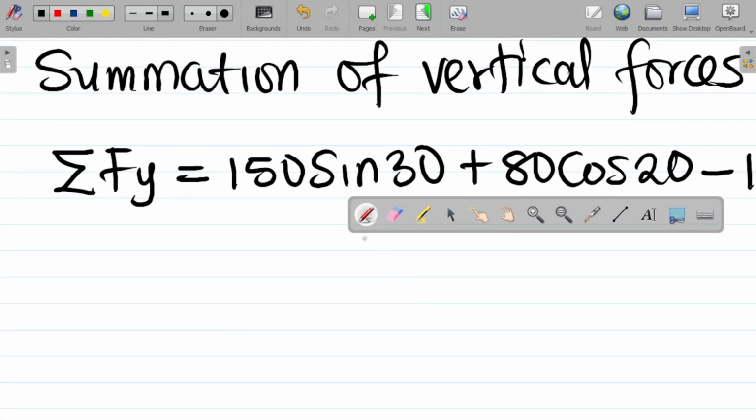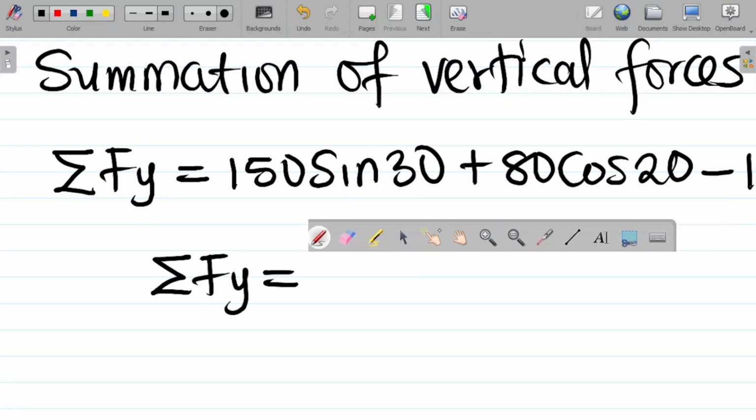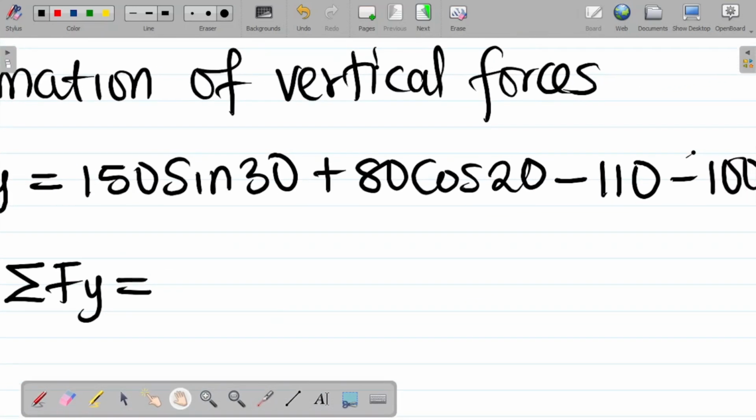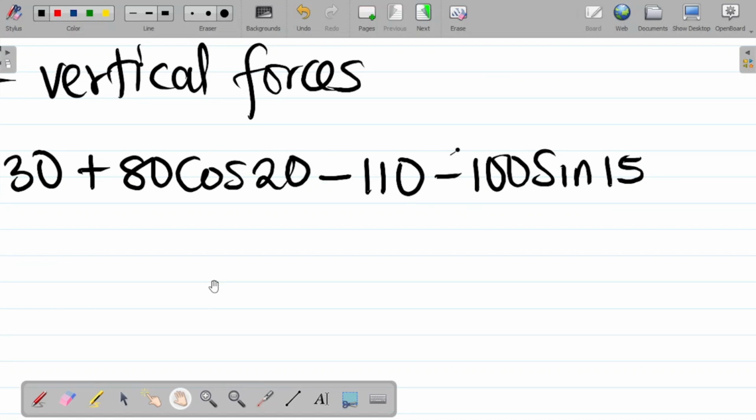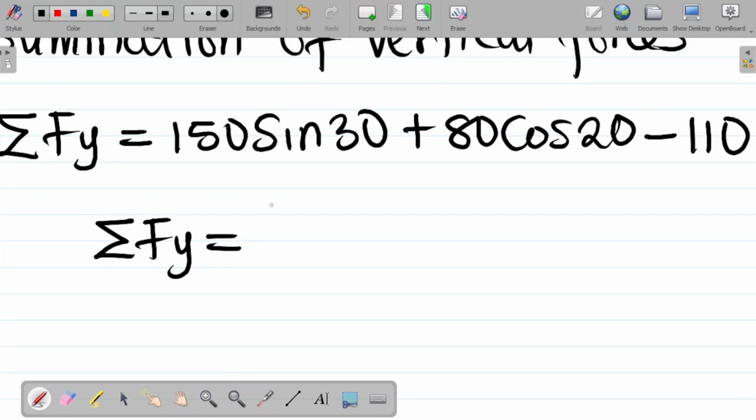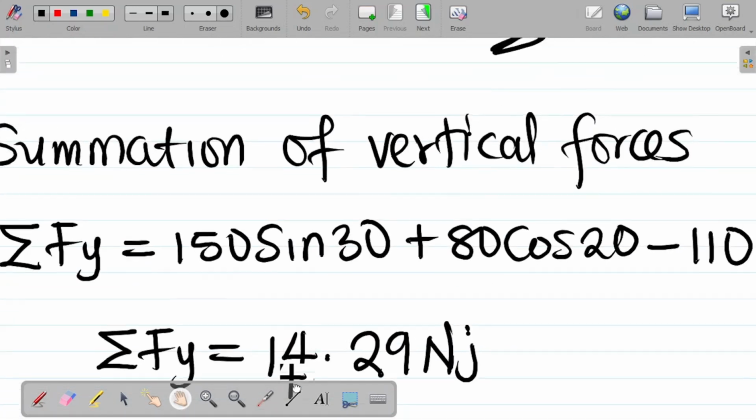so with this we have that sigma Fy is equal to, let's put in values here. So what I have here is 150 sine 30 plus 80 cos 20 minus 110 minus 100 sine 15. If I punch that, my answer here is giving me 14.29 approximately Newton j. That's for the y-axis. All right, so I have gotten this.